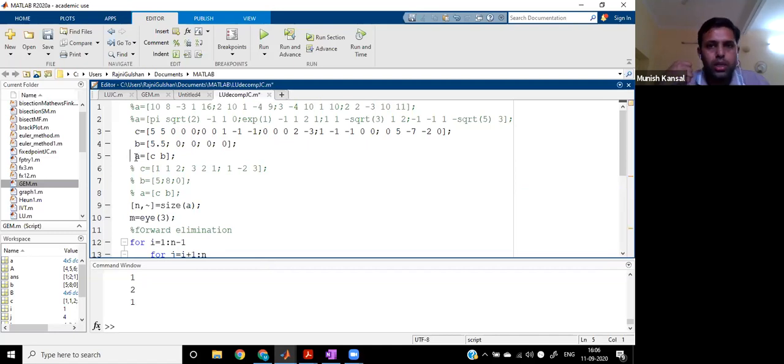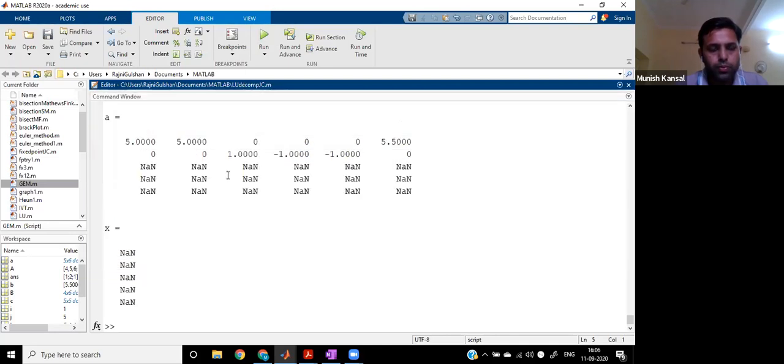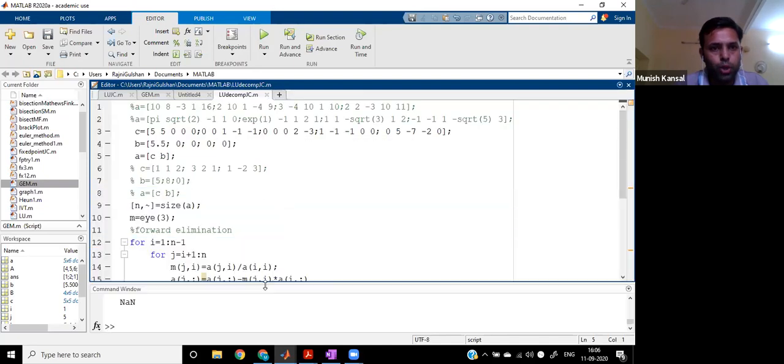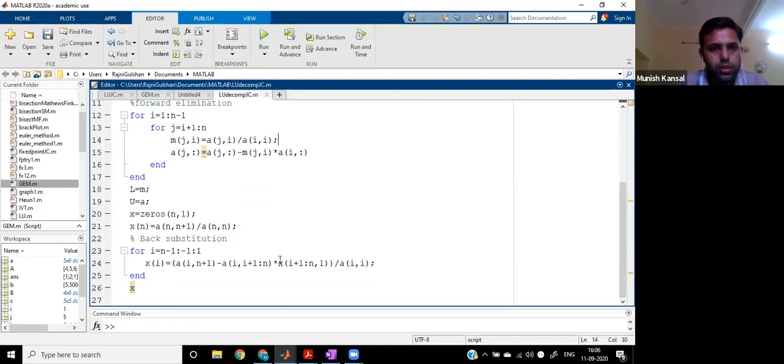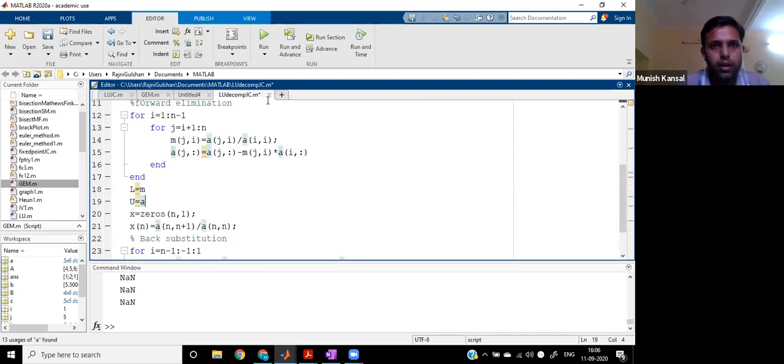Now you apply your Gauss elimination method. You apply the Gauss elimination method. You look at the output. This is the Gauss elimination method. Look at the output. This is not giving the right answer, and we want to know the reason why. Let me show you L and U also, so that you can better understand why Gauss elimination is not working.